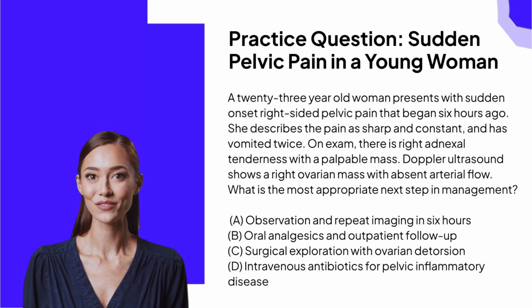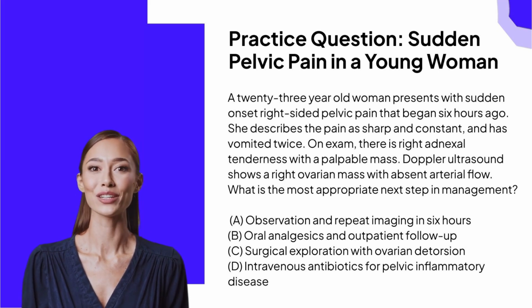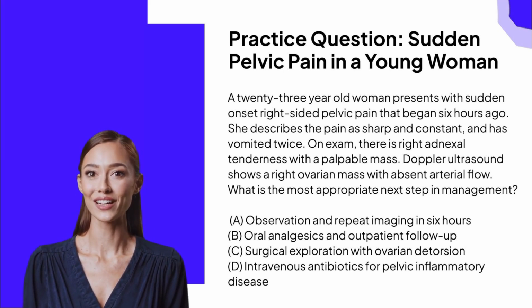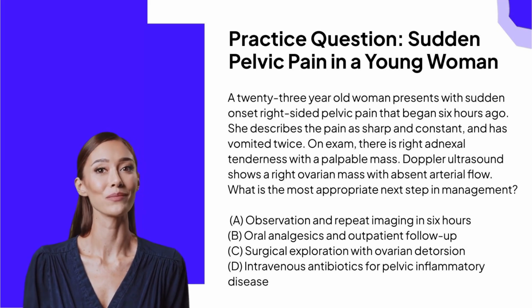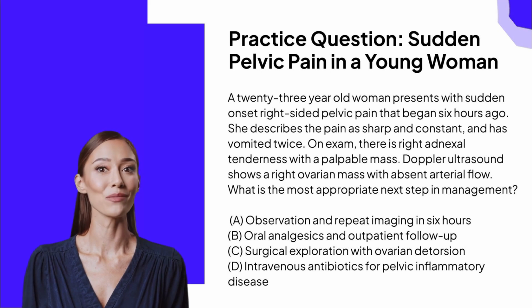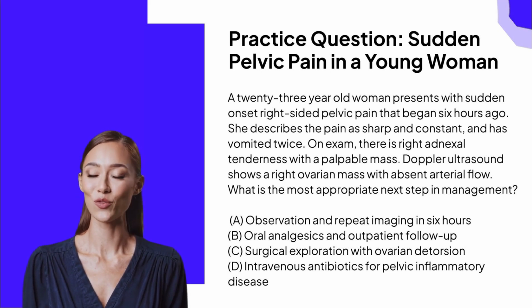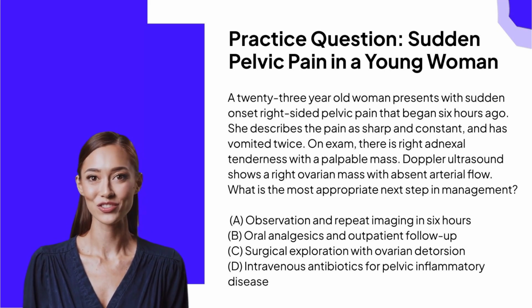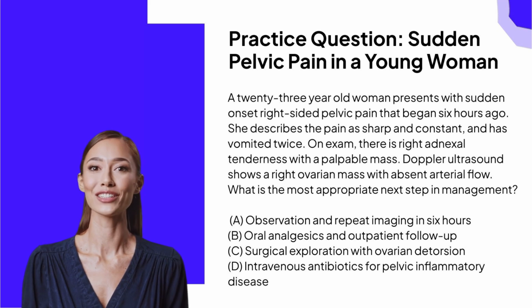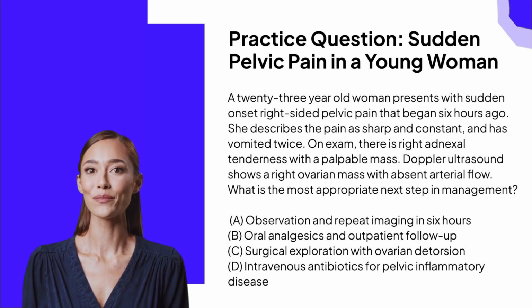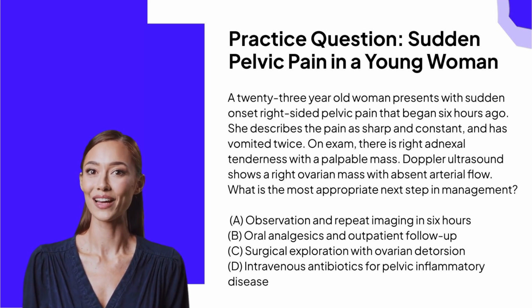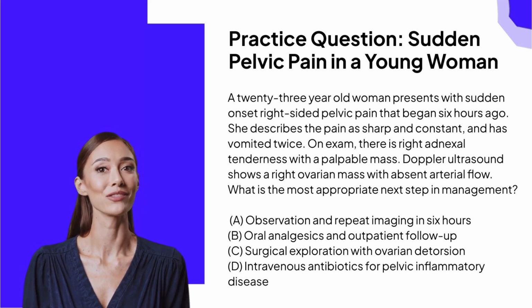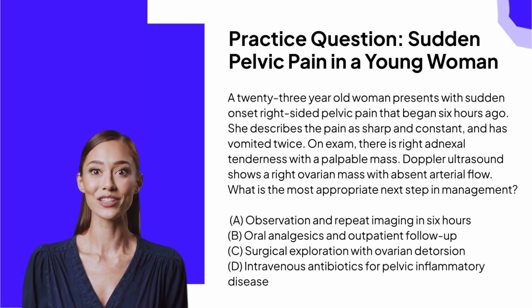Let us work through our first practice question. A 23-year-old woman presents with sudden-onset right-sided pelvic pain that began 6 hours ago. She describes the pain as sharp and constant and has vomited twice. On exam, there is right adnexal tenderness with a palpable mass. Doppler ultrasound shows a right ovarian mass with absent arterial flow. What is the most appropriate next step in management? Take a moment to think about this before we walk through the answer on the next slide.